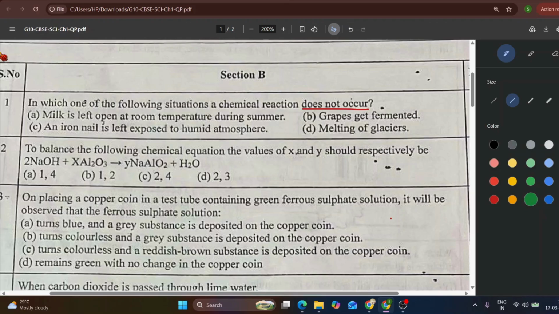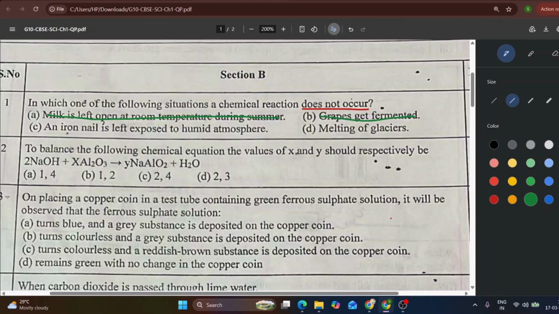Option B, grapes are fermented. Grapes are getting converted to the next stage. Okay, so fermentation is happening, so a new product is formed. Therefore, a chemical reaction does occur.